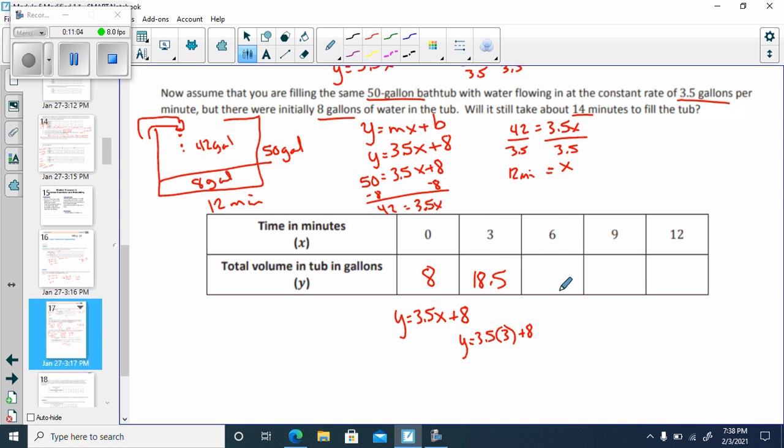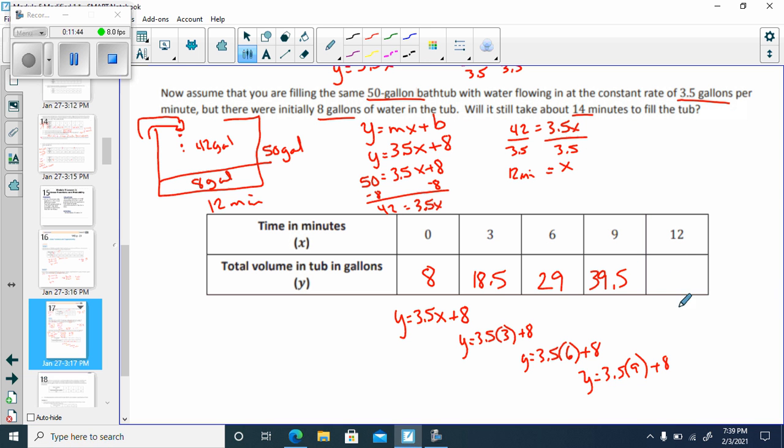At 6 minutes, let's plug that in. y is equal to 3.5 times 6 plus 8. 3.5 times 6 plus 8 would give you 29 gallons. At 6 minutes, you'd have 29 gallons. Okay? Let's see at 9 minutes. y is equal to 3.5 times 9 plus 8. Okay? 3.5 times 9 plus 8 gives you 39.5 gallons.